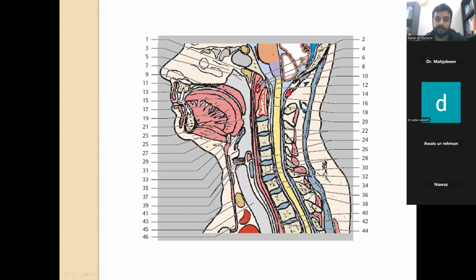This is the brainstem, pons, medulla oblongata. Behind would be the cerebellum. This bone here, this is the clivus.